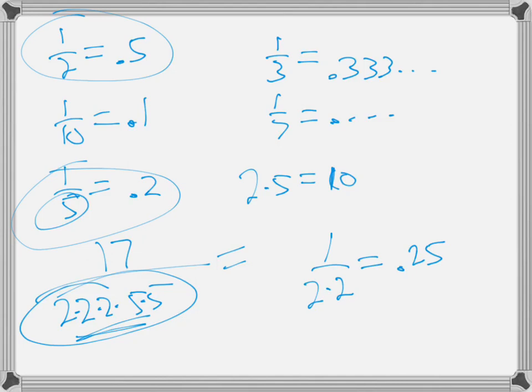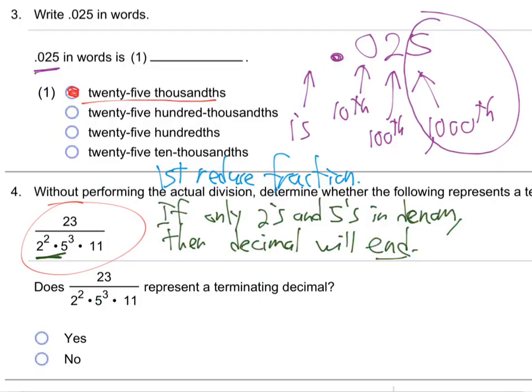If you have just 2s and 5s and nothing else, or just 2s or just 5s, but nothing else. Yeah, so if there's only 2s and 5s, then the decimal will end. So does this one terminate? No. That one will go forever.